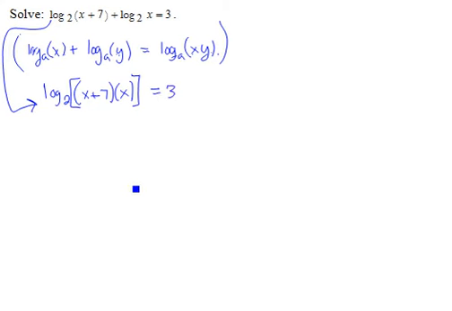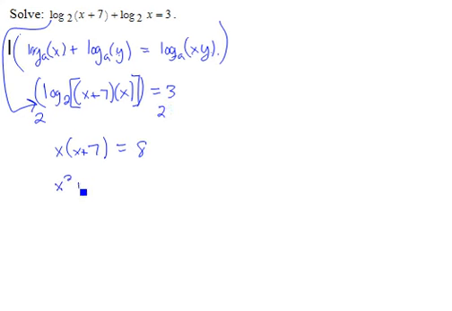And now, by definition, the log base 2 of x plus 7 times x equaling 3 means that we can raise 2 to both sides. And 2 to the log base 2 of x plus 7 times x will equal 2 to the third power. Now, 2 to the log base 2, by definition, just gives us the value inside the logarithm, so that's just going to give us x times x plus 7. And on the right-hand side, 2 to the third is equal to 8.